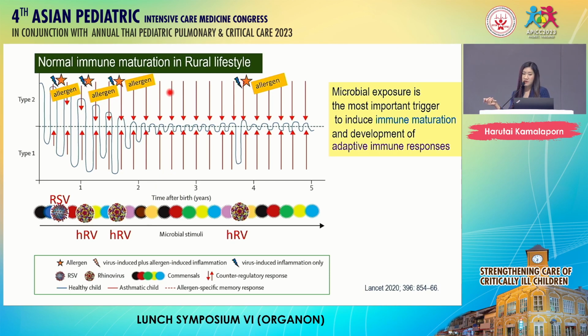If the patient lives in a rural area or has a rural lifestyle, with very natural contact with farm pets, or eats raw milk, raw dairy products, something like that, they're going to have a normal decrease in type 2 sensitivity like this. And they might have some infection, a little bit of RSV or human rhinovirus, but not too much, not too often. So the development of the adaptive immune response is going to be better.